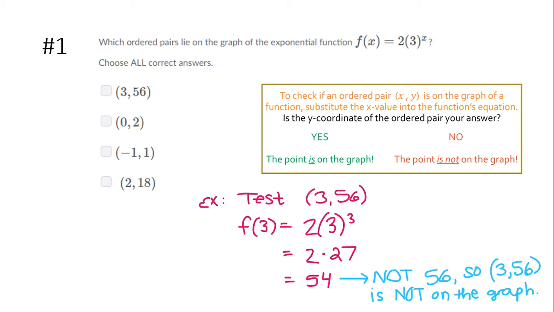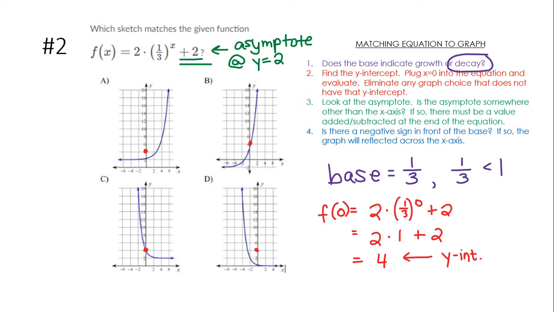As we move through, now would be a great time to pause, finish number 1 on your test, and then come back to me as I move on to number 2. So number 2 asks which sketch matches the given function.